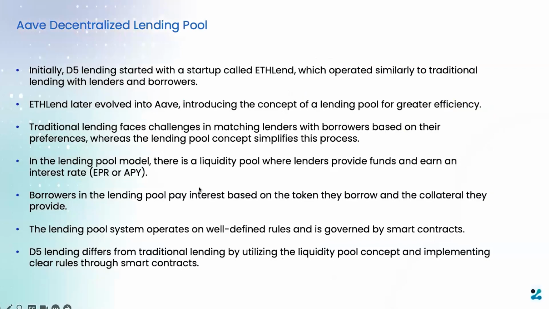So as I mentioned, it started with ETHLend, which was like traditional lending put onto blockchain. But then people slowly realized that creating a liquidity pool is a much more efficient way of doing it, because as I mentioned, matchmaking between borrowers and lenders was a big challenge. That challenge is there in traditional finance also, and it translated into ETHLend-kind of projects also. But with the liquidity pool coming in, that problem was completely solved.